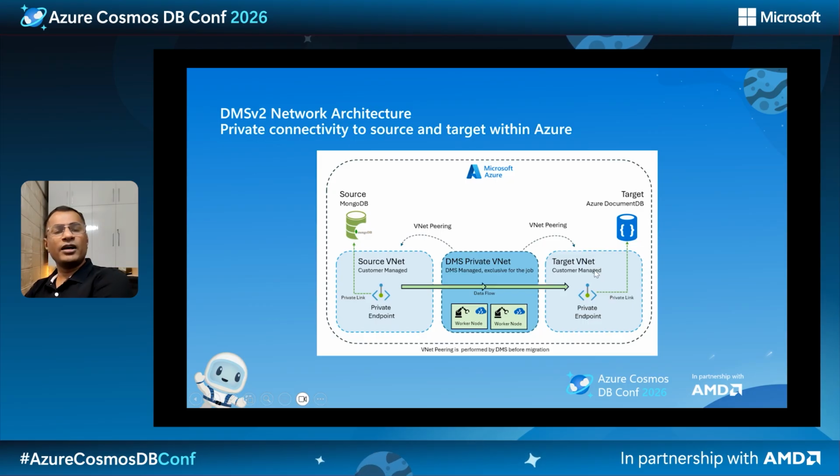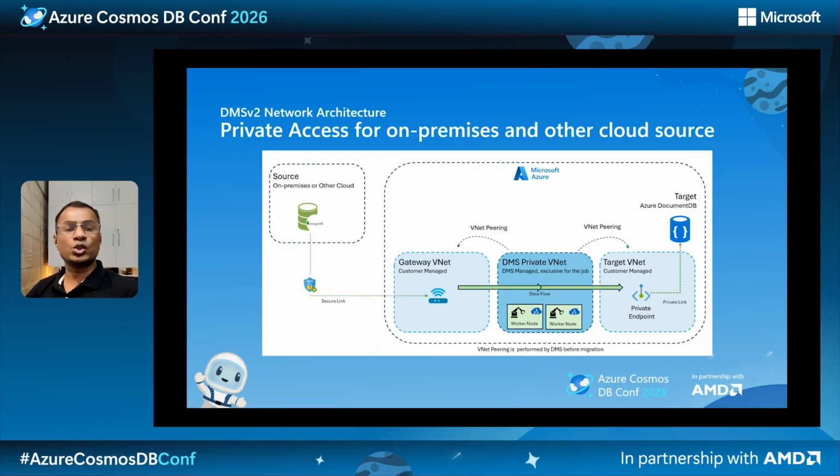Let's also see a variant of the same, in which case the source is actually not on Azure. It could be on premise, it could be on another cloud like AWS, GCP, or some other cloud. In this case, the difference is that your source is connected to the gateway VNet through some VPN tool that you have. Again, it depends on your choice and your settings, but except for that, the stuff remains the same. So essentially, when you connect the DMS for private connectivity, you are using VNet peering to the source and the destination to establish connectivity.